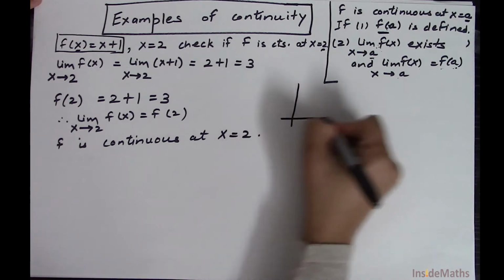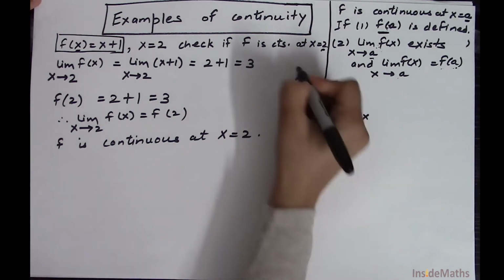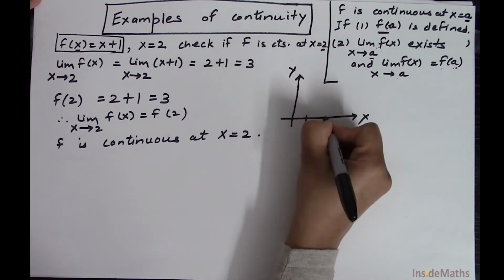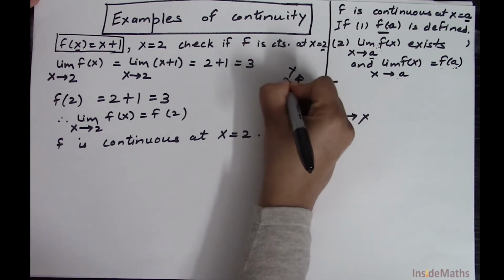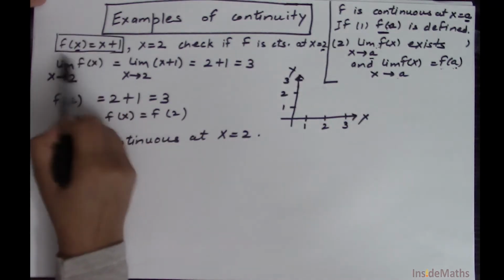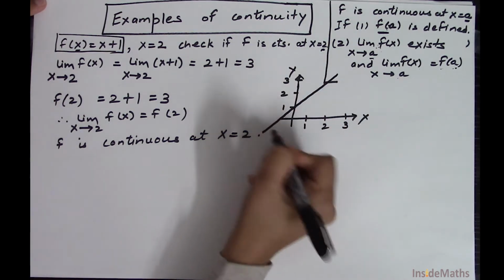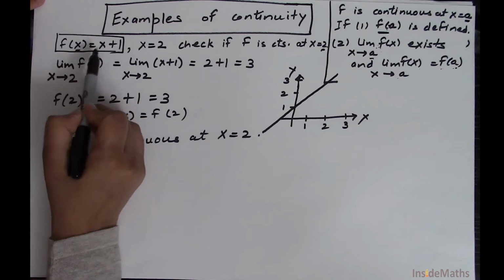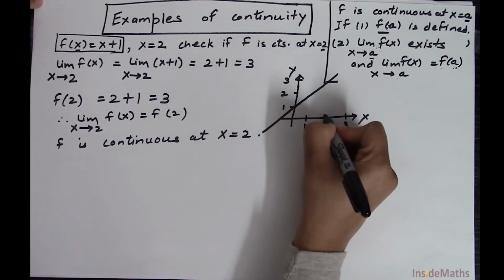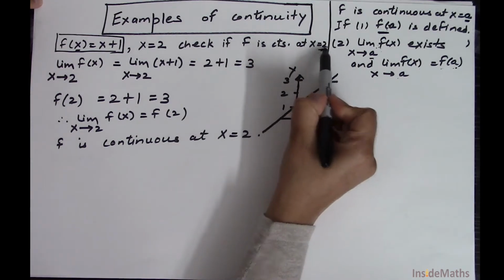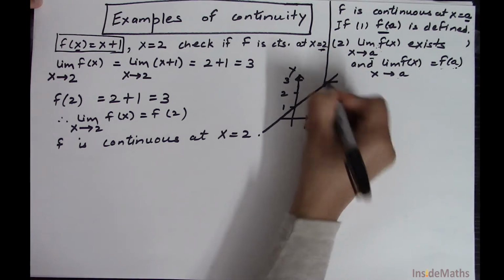Now if you see it graphically, let me make the graph. This is the point 1, 2, 3, 1, 2, 3. The graph of this function looks like this, as it's a straight line. y is equal to x plus 1 is a straight line. Now here we see at the point 2, because we have to check the continuity at 2, the function is defined and the value is 3.